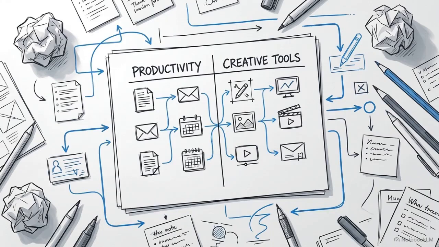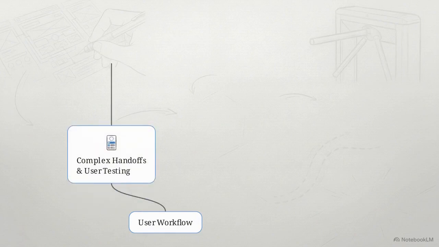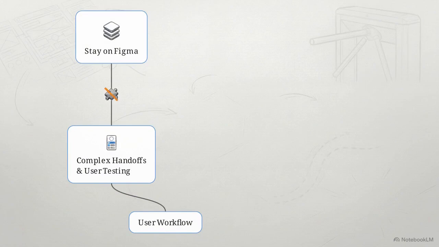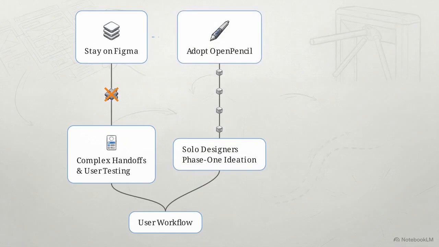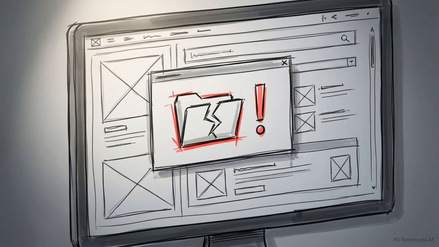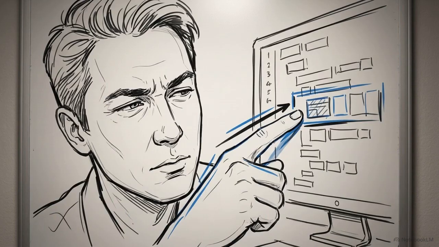To determine if this fits your process, we have to isolate your specific production needs. This decision tree illustrates the ideal paths. Production teams managing complex handoffs fall onto this first track: stay on Figma. The lack of transitions breaks testing. But solo designers drafting wireframes follow the center path. Adopt OpenPencil for cheap Phase 1 ideation. Applying the right tool to the wrong segment is what causes disastrous software migrations. Understanding exactly where your friction points lie makes the difference.